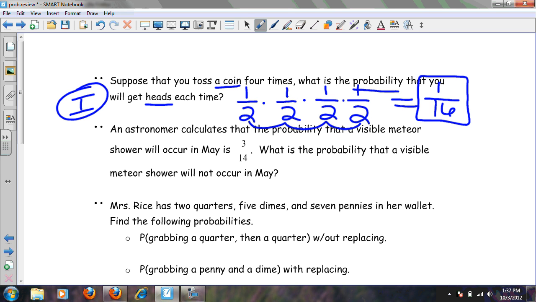An astronomer calculates that the probability that a visible meteor shower will occur in May is 3 out of 14. What is the probability that a visible meteor shower will not, keyword, occur in May? Well, if there's a 3 out of 14 chance it will, that means how many out of 14 that it will not? 14 minus 3 is 11. So there's 11 in 14 chance that it will not be visible in May.